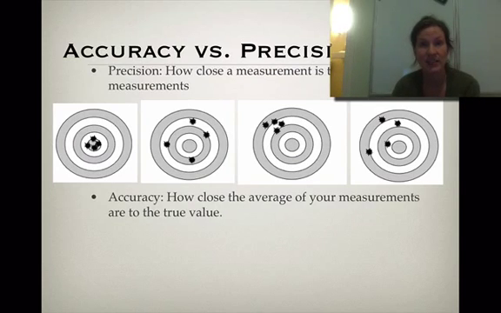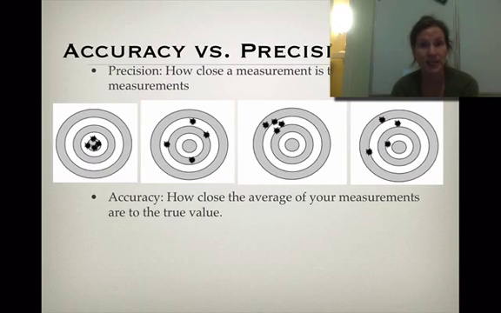Accuracy, on the other hand, is not about being repeatable, it's about being right. So an accurate number is a number that's close to what the expected value is. If you expected to get 5 out and you get 5, that number is very accurate. Okay. Frequently we're looking at an average for accuracy, but you can look at just one single number also.